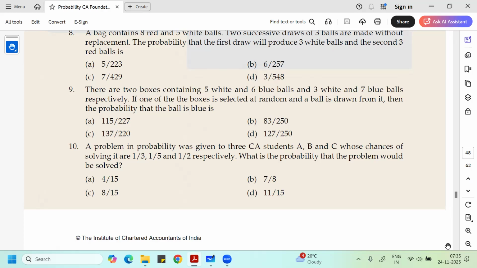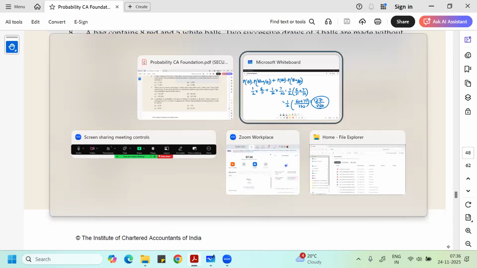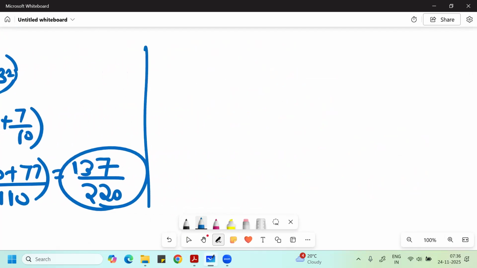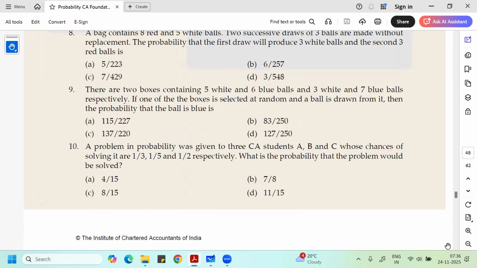And question number 10: a problem in probability was given to 3 CA students whose chances of solving it are 1 by 3, 1 by 5 and 1 by 2. What is the probability that the problem will be solved? It doesn't matter who is solving the problem, first, second, third, any two of them or all three of them. What is important to us is the probability that the problem is solved. So that can be 1 minus the probability that none of them would solve the problem.